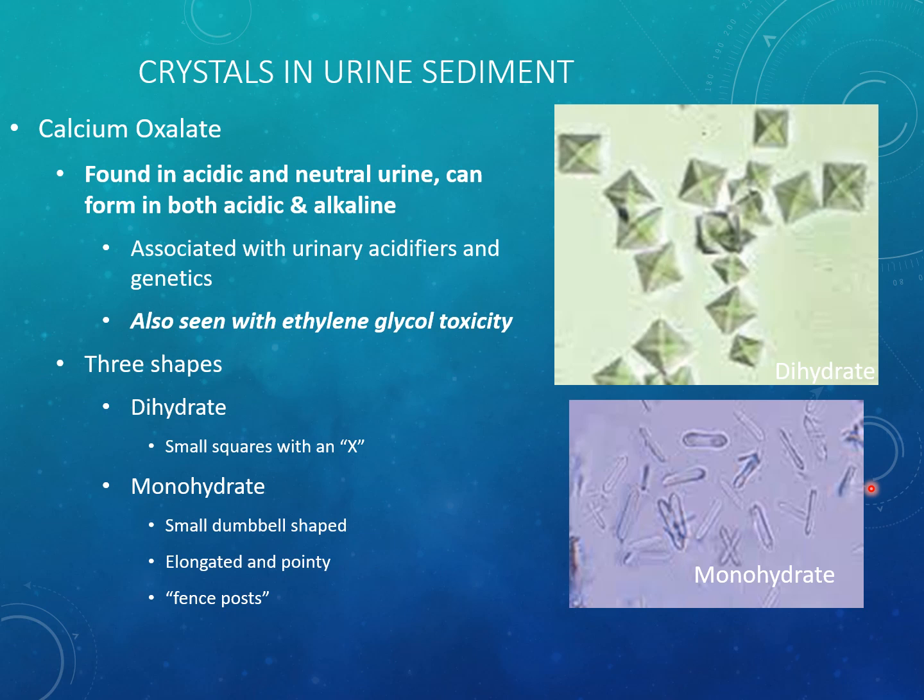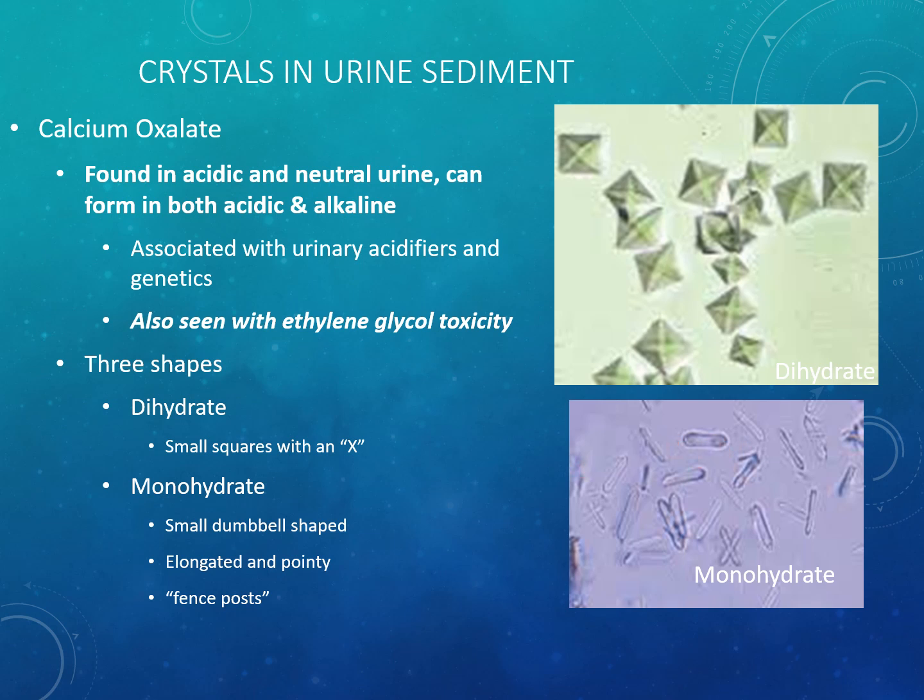Calcium oxalate crystals or stones can form in a pet's urine when they're excreting too much calcium or too much oxalic acid. There are two types. We have the dihydrate and the monohydrate. The dihydrate are the ones that look like the little squares with the X's, and the monohydrate can have two different shapes. They have either a fence post shape, which looks like a little prism or sword, and then they also have a shape that looks kind of like a dumbbell, so it'll be round on both ends.